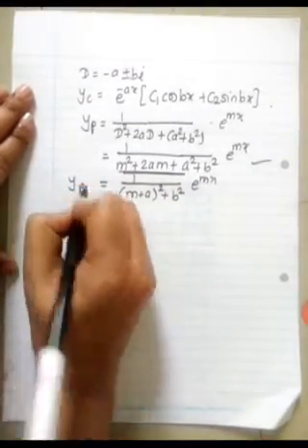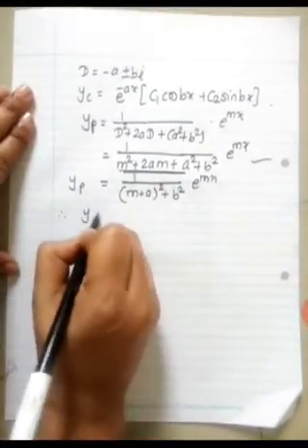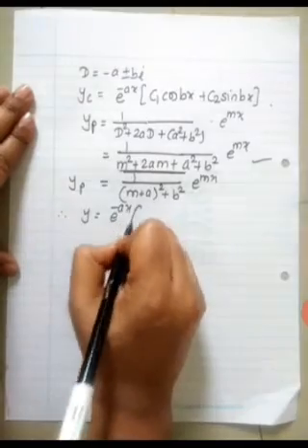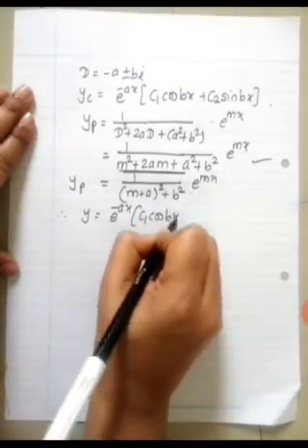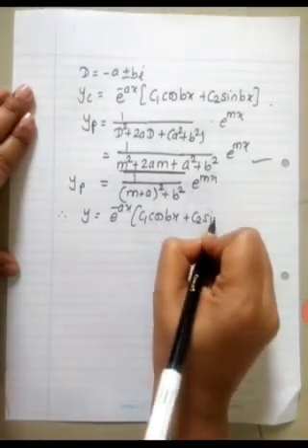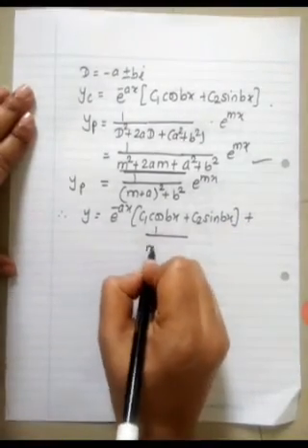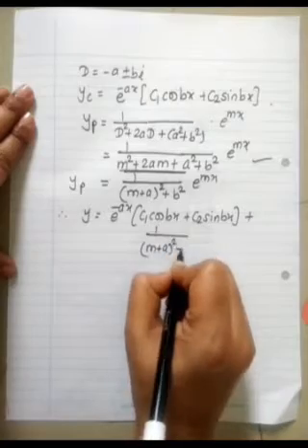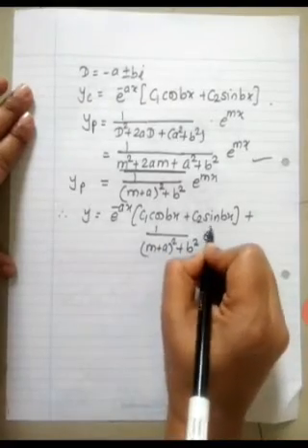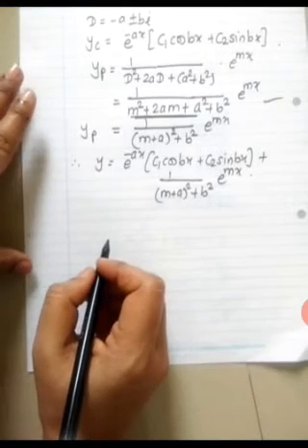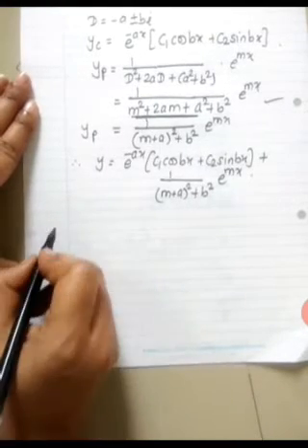This is your YP. Therefore, the general solution is y equals YC, which is e raised to minus ax into (C1 cos bx plus C2 sin bx), plus 1 upon (m plus a) square plus b square into e raised to mx. This is the solution. Any doubt in this?